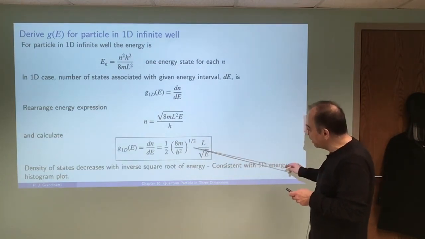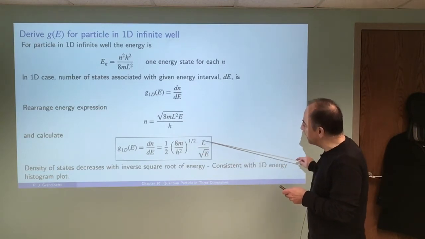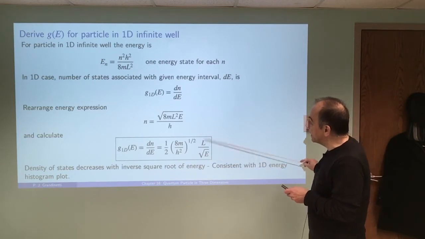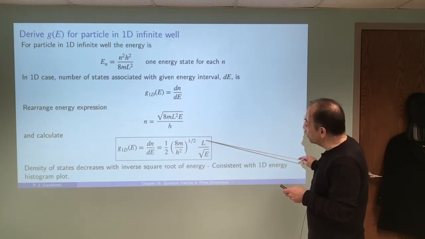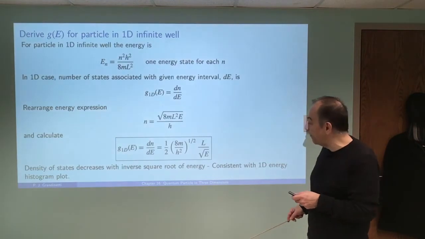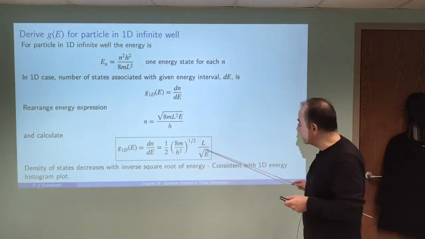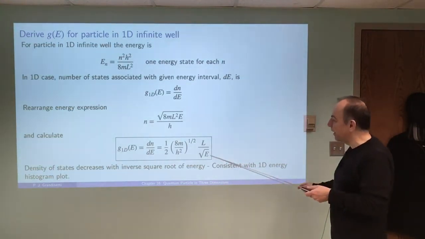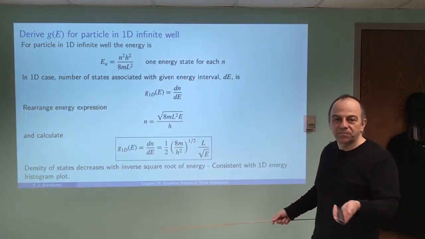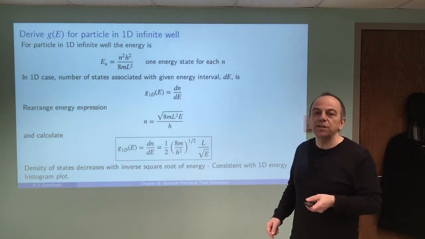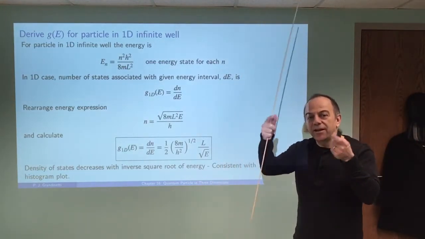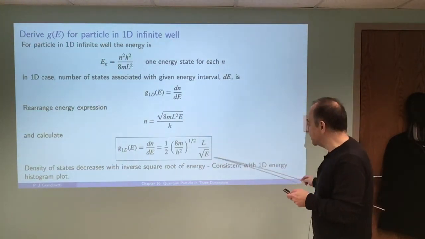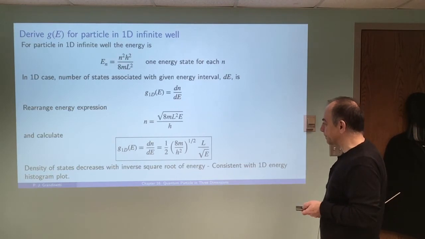We have these constants out here and L, but mainly we find that the density of states goes as 1 over the square root of the energy. So as the energy increases, the density of states is decreasing as 1 over the square root of the energy. And that seems consistent with what we saw in those plots. As we went further and further out, the number of states in a fixed window became less and less, decreasing with 1 over the square root of E.